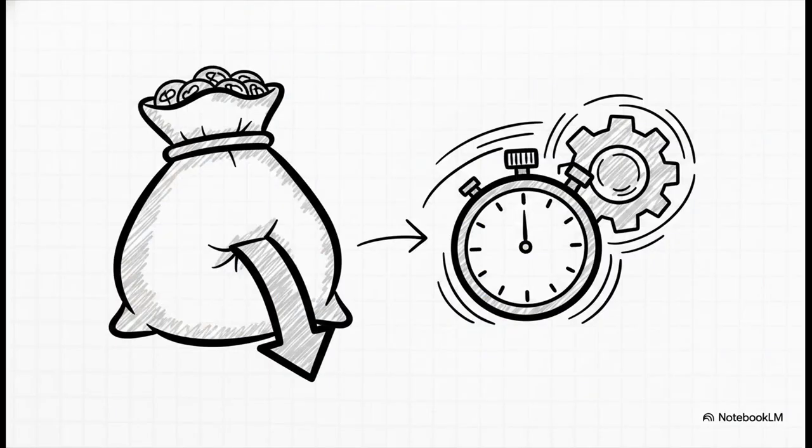And what does that mean for your budget? Well, for developers running multi-turn agentic workflows, that blazing fast speed translates to a massive 30% drop in operational costs. The longer the agent runs, the more money you save.